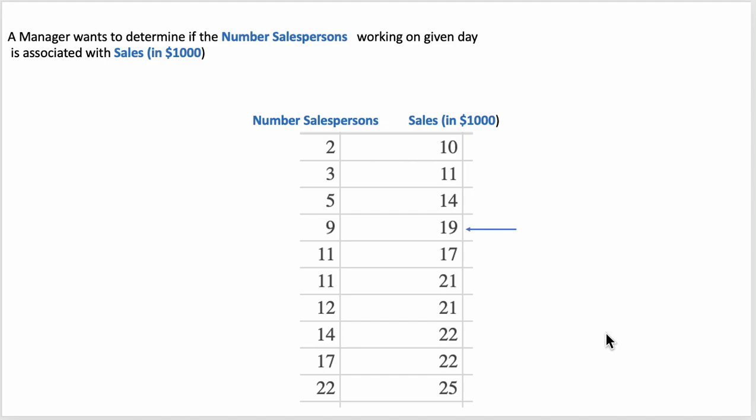Well, it's only fair to show you the data. Here's the data. The data ranges from a day when there were only 2 salespersons working to when there were 22 working, and here are the associated sales on those days. Look at this data value. When 9 salespersons were working, the observed Y value is 19, or $19,000 in sales.